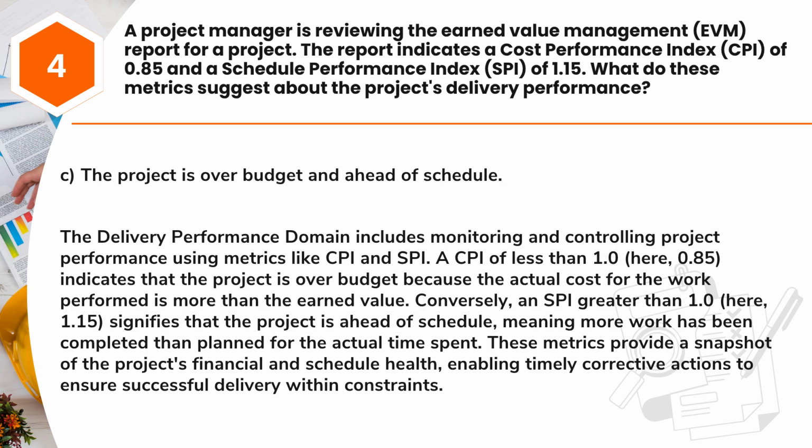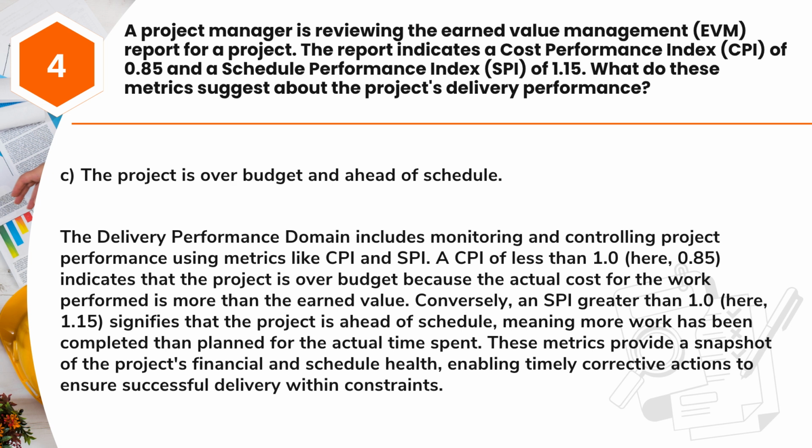Answer: C. The project is over budget and ahead of schedule. The delivery performance domain includes monitoring and controlling project performance using metrics like CPI and SPI. A CPI of less than 1.0, here, 0.85, indicates that the project is over budget because the actual cost for the work performed is more than the earned value.